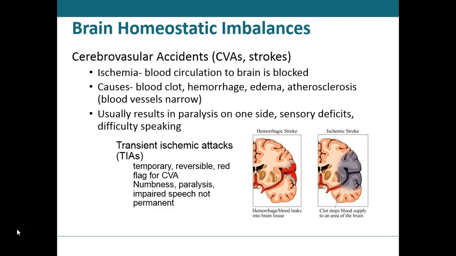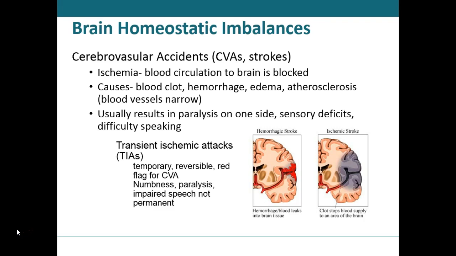Common causes of CVA include hemorrhage within the brain, blood clots, or atherosclerosis, the formation of those cholesterol plaques that block blood flow. Risk factors for CVA are high blood pressure, high cholesterol, heart disease, narrowed carotid arteries that supply blood to the brain, TIAs that we'll look at next, diabetes, obesity, and excessive alcohol intake. This usually results in paralysis on one side, sensory defects, as we mentioned, and difficulty in speaking.